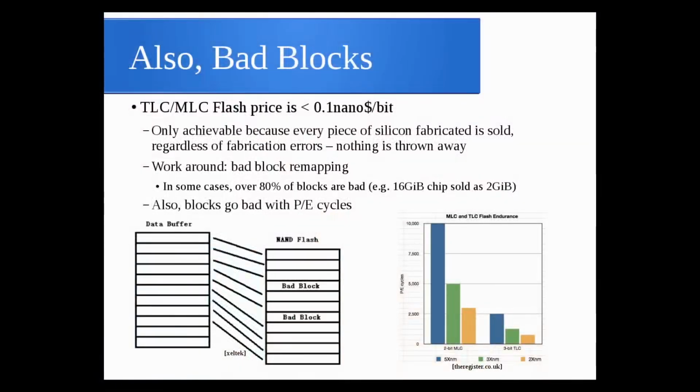Also, with more program erase cycles, the memory will actually degrade over time. It can no longer reliably store your data. So this graph on the right here shows you, with process node, from 50 nanometer, 30 to 20 nanometer, the number of program erase cycles that you're able to get, also plotted versus multi-level and TLC flash. And in fact, the latest generation TLC devices are only good for less than 1,000 program erase cycles.